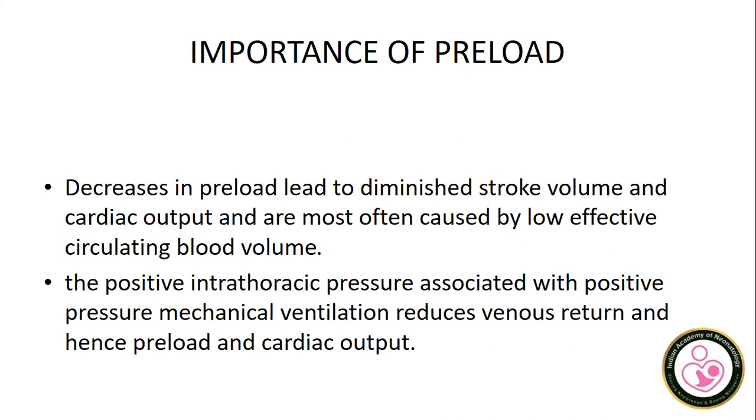So if the preload is decreasing, maybe due to hypovolemia or hemorrhage or anything which will reduce the preload, it will further diminish the stroke volume and cardiac output. Ultimately, low circulating blood volume will be caused by a reduced preload. And even in the case of positive intrathoracic pressure, as with positive pressure ventilation, it will reduce the venous return and then preload will be reduced.